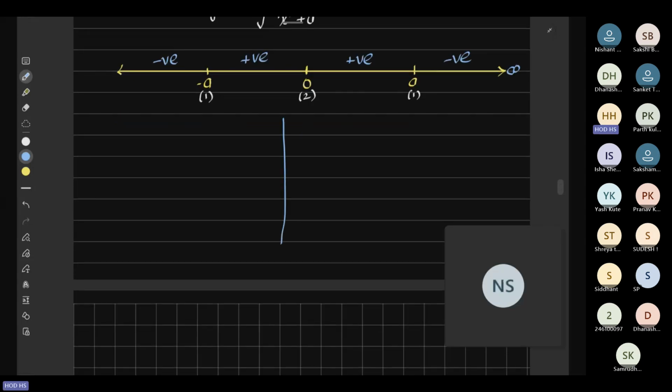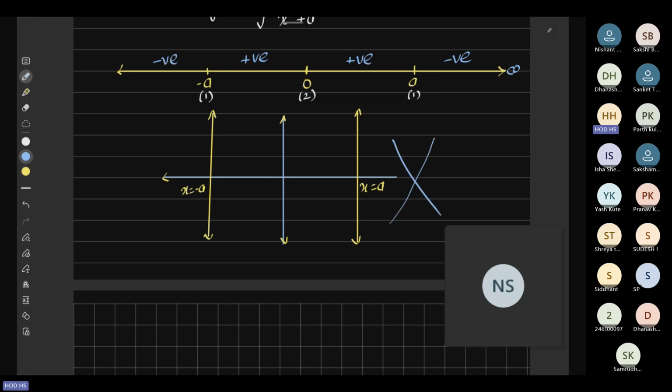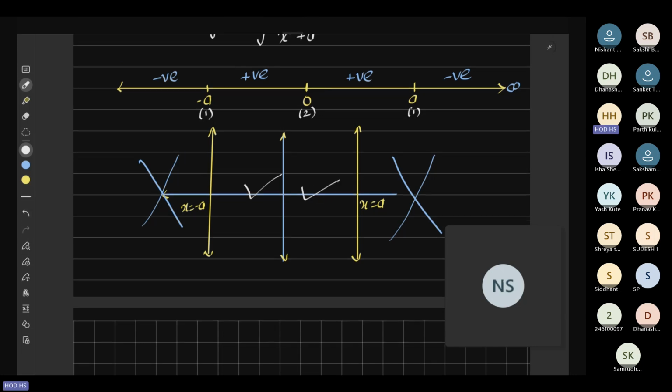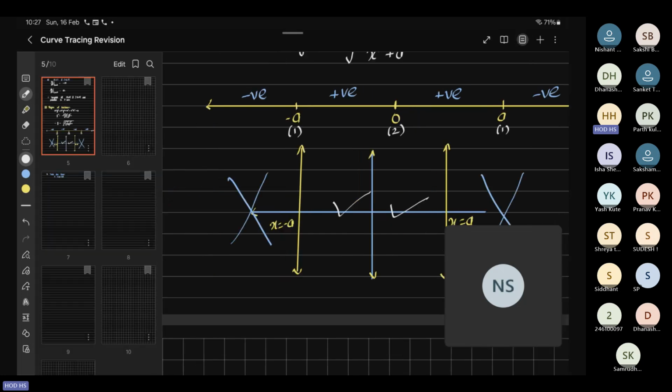From this, we can conclude that the region in which this curve lies is given by this graph. There is an x is equal to a line, there is an x is equal to minus a line, and beyond which the curve does not lie. The curve lies in this central region only.